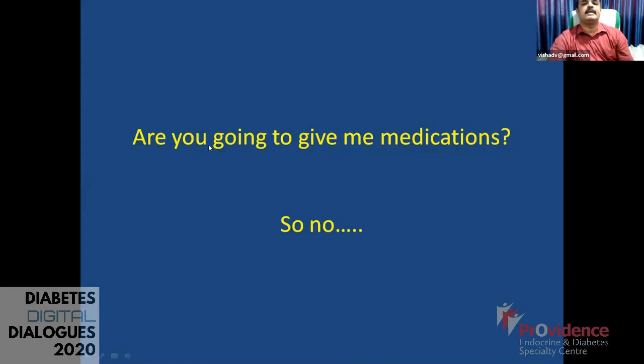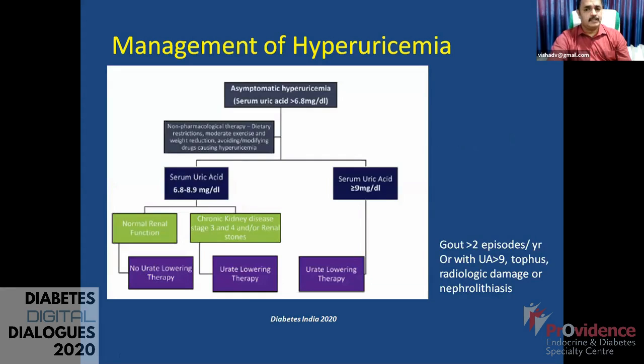So the next question that we can expect is, are you going to give me medications? In order to answer this question, based on whatever studies we have discussed, there is no evidence at present that medications are going to help. Although they may lower uric acid, they are not likely to improve the complications related to diabetes.